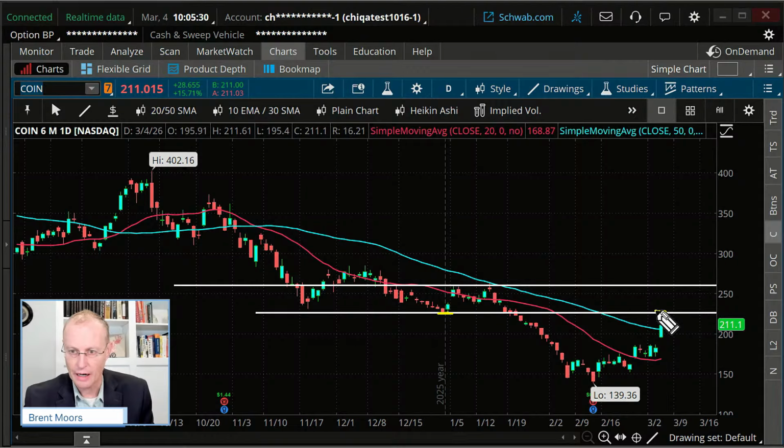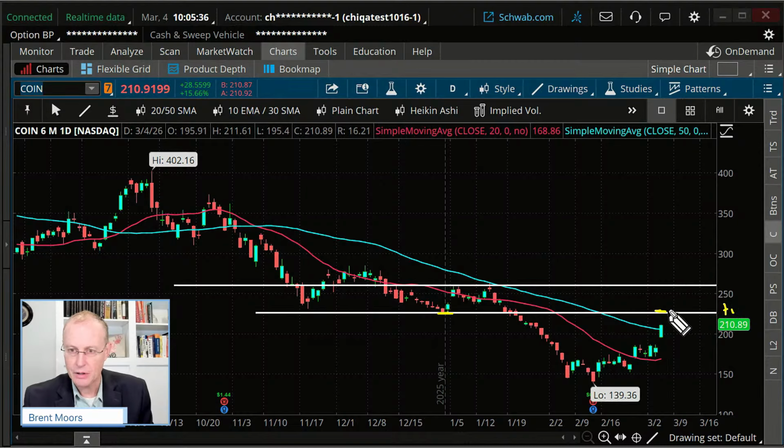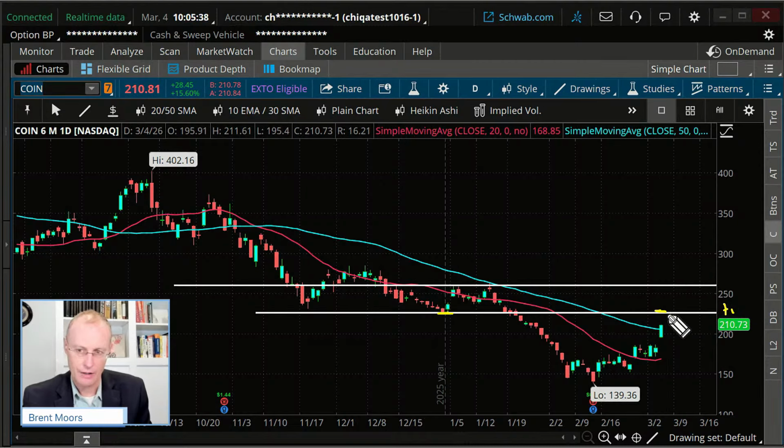I'm going to consider that kind of my T1 level. Target 1 is what we'll call that level, as more of a conservative exit. But if it continues to go up, I'm going to say, hey, maybe this kind of older possible resistance is going to be my T2 level, my target 2 level.